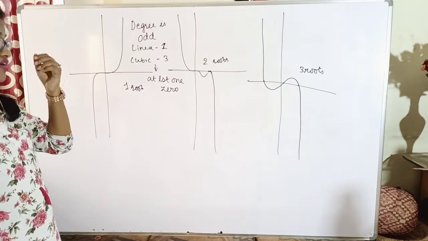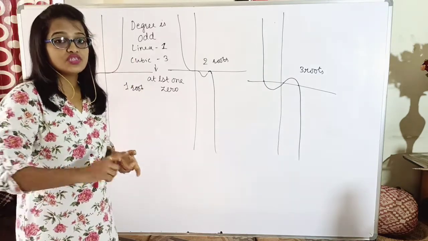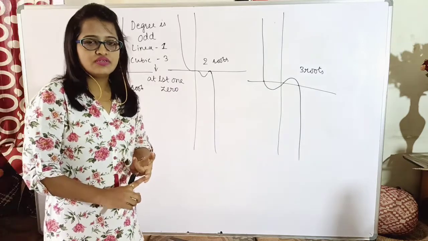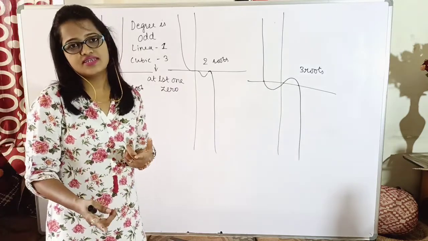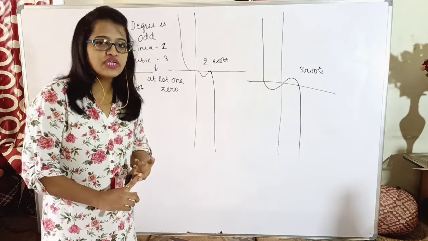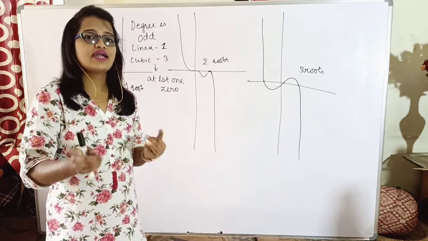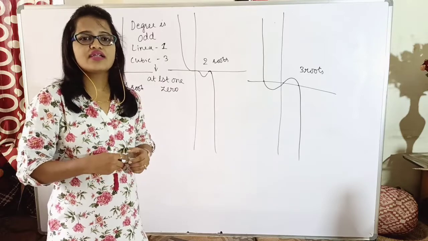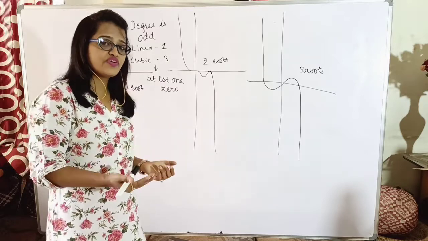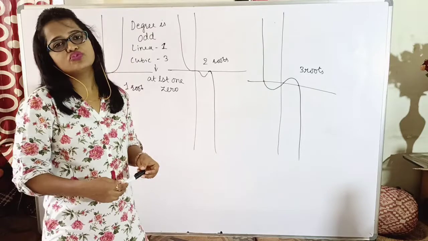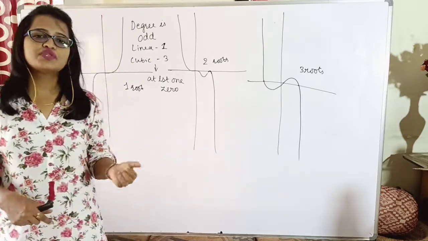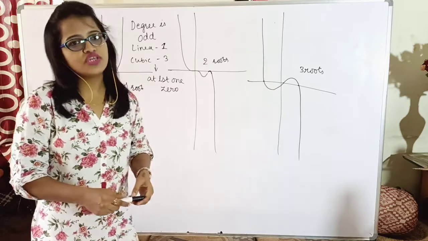So this is the graphical relation between the zeros of the polynomial. If the degree is 1, then it will intersect the x-axis at one point. If the degree is 2, it will intersect the x-axis at most 2 points, whereas if the degree is 3, it will intersect at most 3 points. What if the degree is 5? It will intersect at most 5 points. Okay, so this is what the graphical representation is. From the graph also you can find the zeros of the given polynomial.